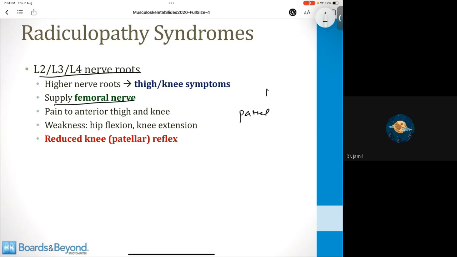Femoral nerve, L3, L4. L3, L4 kick the door. That's great to remember. Okay, so L2, L3, L4 is going to kick the door. Okay, let's just do it like that, right?